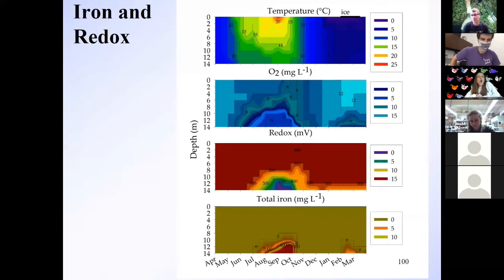So essentially, the water that has no oxygen in it can dissolve iron relatively easily, and you have high concentrations of total iron dissolving out of the sediments in here. In contrast to that, when the lake mixes here, this iron immediately drops out of solution because it precipitates as rust, as ferric hydroxide. And so you'll have very low concentrations of iron the rest of the time.